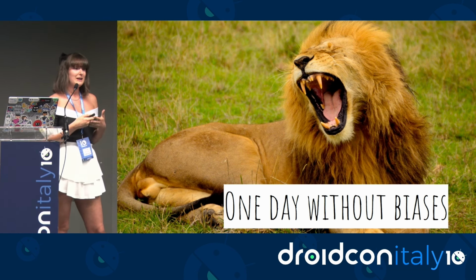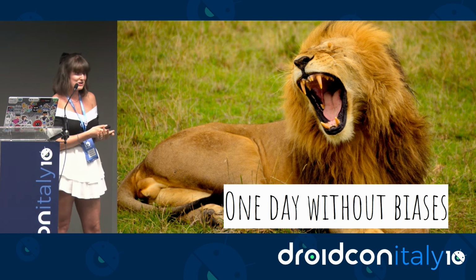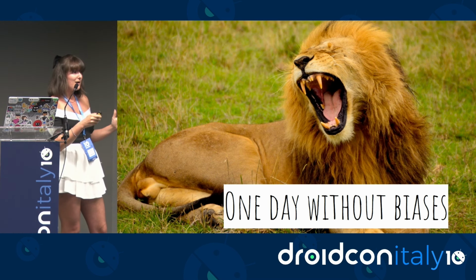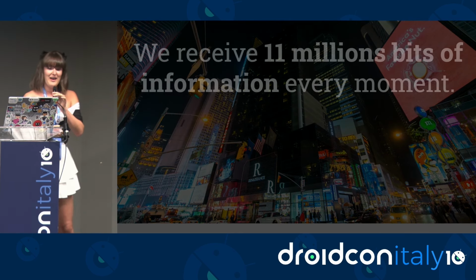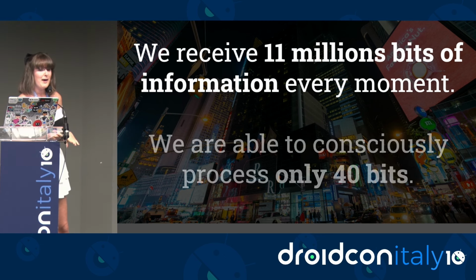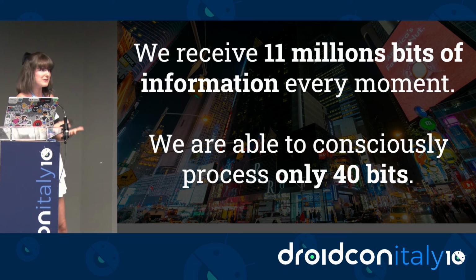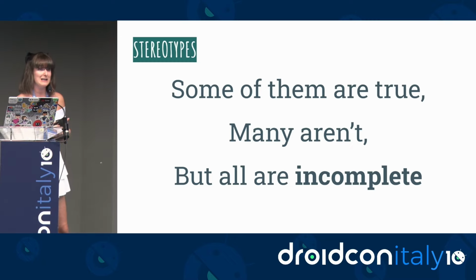Biases are really, really useful for us because they help us take the right decision super quick and categorize information. Why is this? Because we receive 11 million pieces of information every moment, but we are able to consciously process only 40 bits. What does it mean? That 99% of everything that happens in our brain is unconscious. So there are some truths about biases and stereotypes. Some of them are true, many aren't, but all are incomplete.